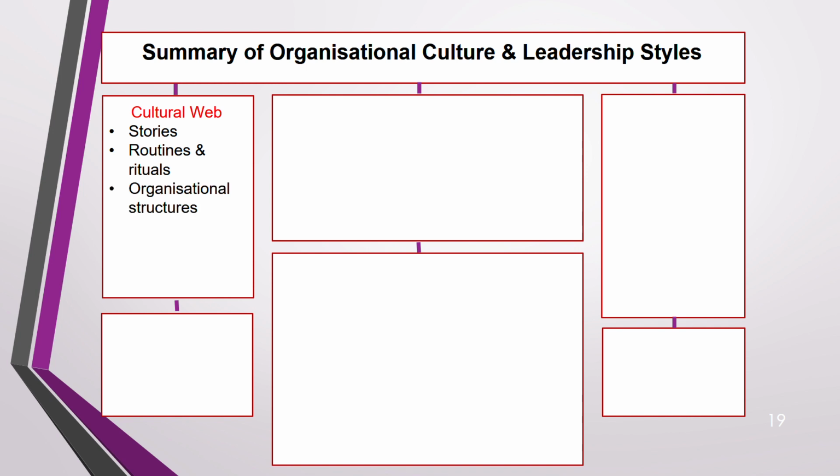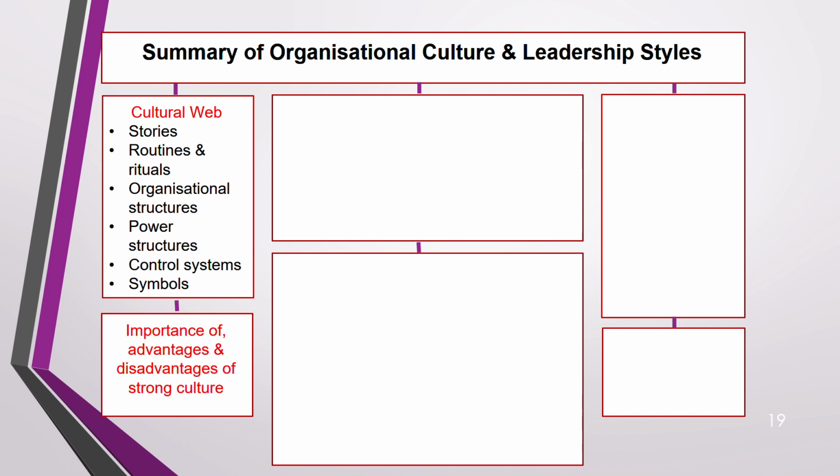Organization structure, flat, not flat. Power structure, one group having too much power or not. Control system, how do you control? How do you reward, what do you base your reward on? Whether you punish for the mistake or you reward, you encourage innovation. Symbols that you carry, maybe the jargon, the languages that you use, the dress that you wear, which shows your social status and things. We went through the importance, advantages and disadvantages of a culture. Okay, strong culture.